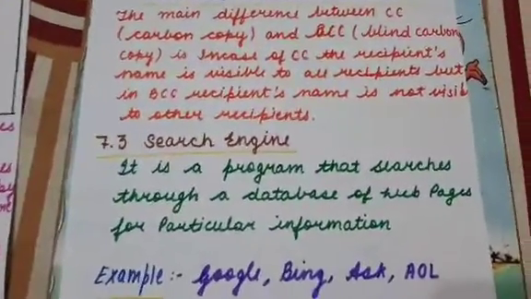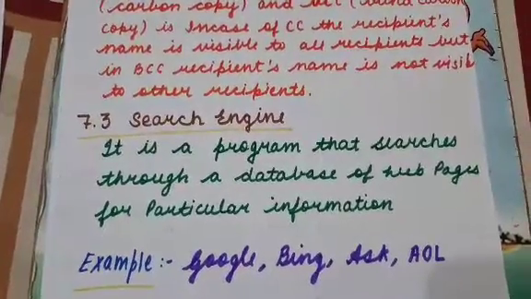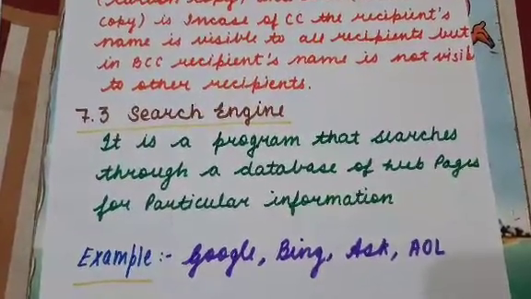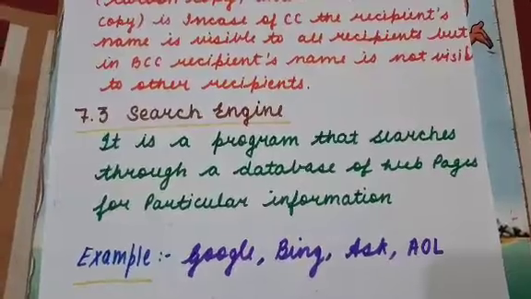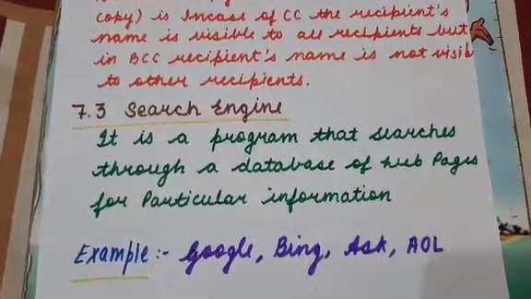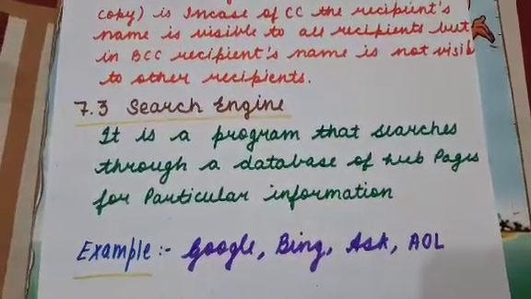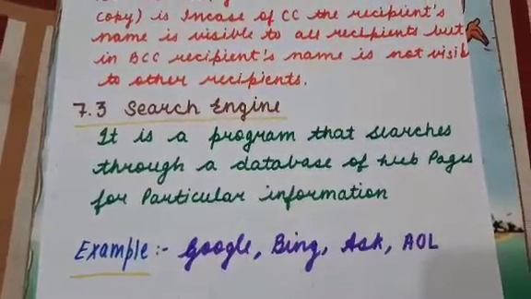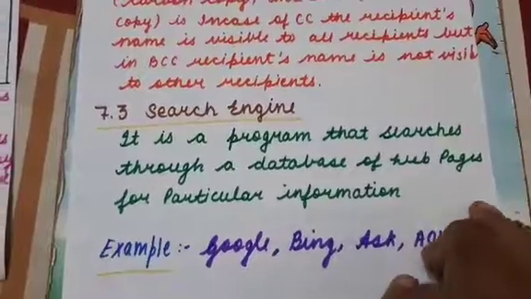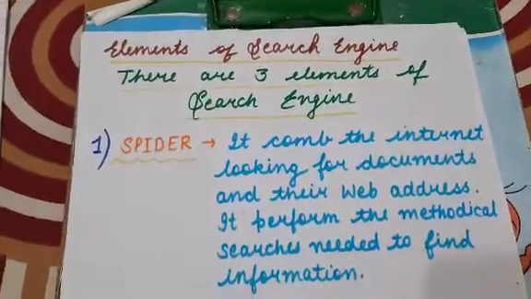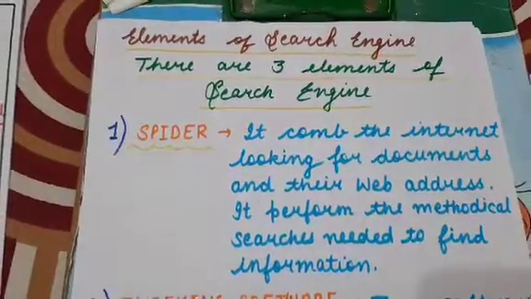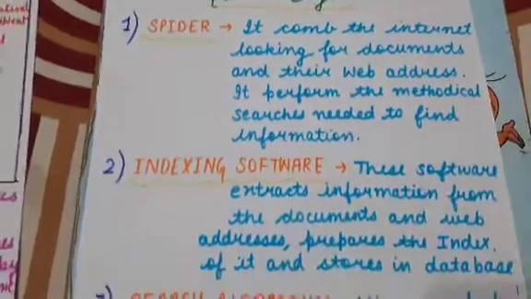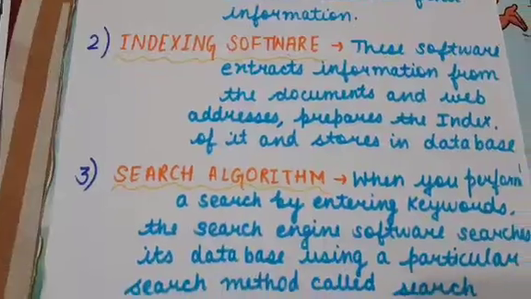Topic 7.3, search engine. It is a program that searches through a database of web pages for particular information. Examples: Google, Bing, Ask, AOL. Google is the most popular search engine. Elements of a search engine, there are three elements of a search engine. First is the spider, second is the indexing software, and third is the search algorithm.